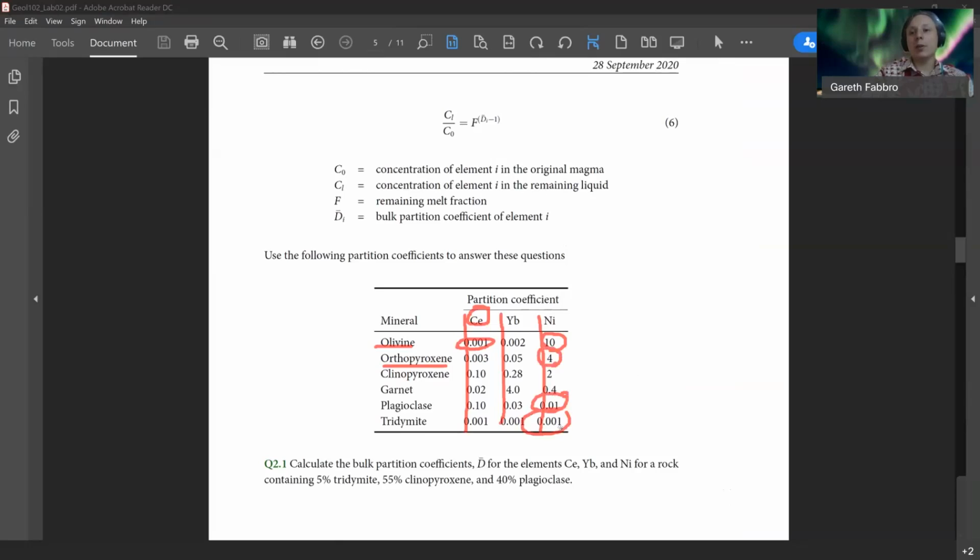So if you have a rock made up of mostly plagioclase or mostly tridymite, then the nickel will tend to stay in the melt. If you have a rock made up mostly of olivine and clinopyroxene, the nickel will go into the crystals. So the partition coefficients vary depending on the mineral, and each mineral will have a different partition coefficient for different elements. So if we look at olivine again, for cerium here, there's a really low partition coefficient compared with nickel, which is really high.